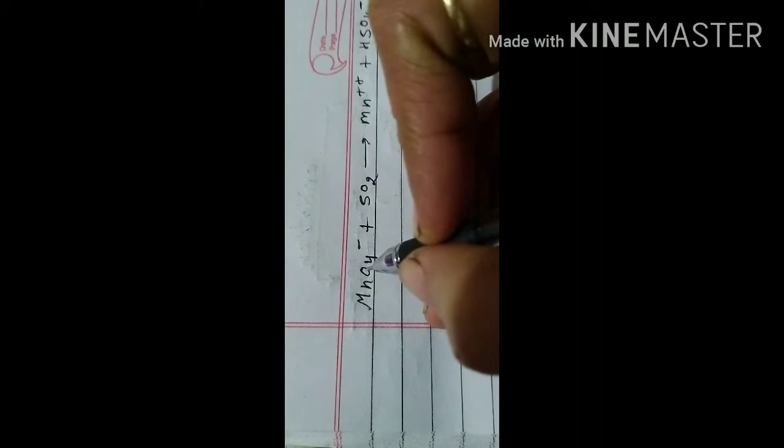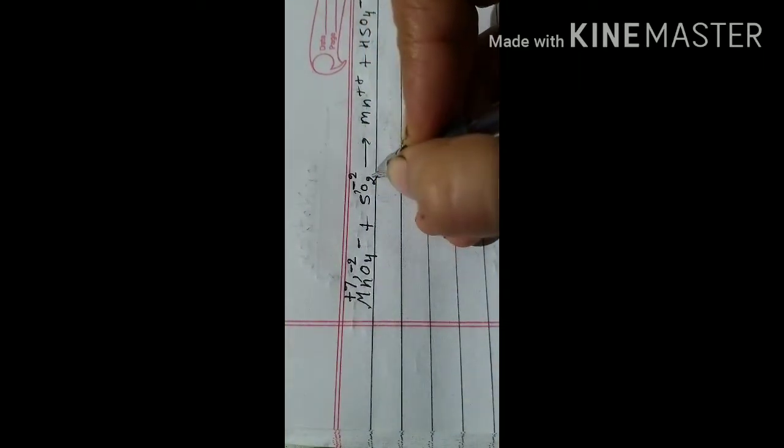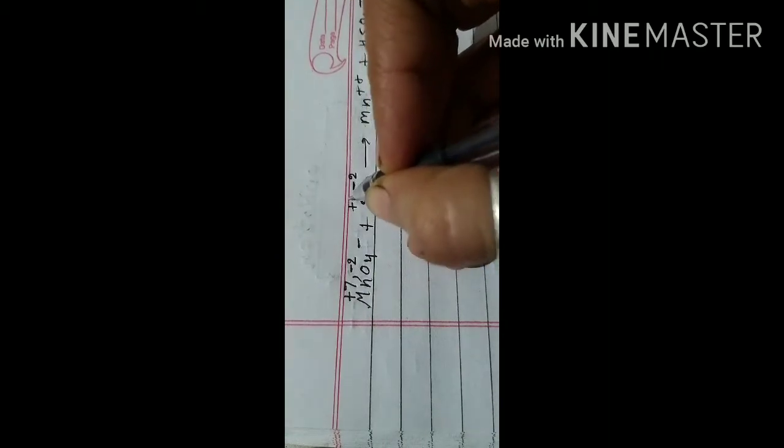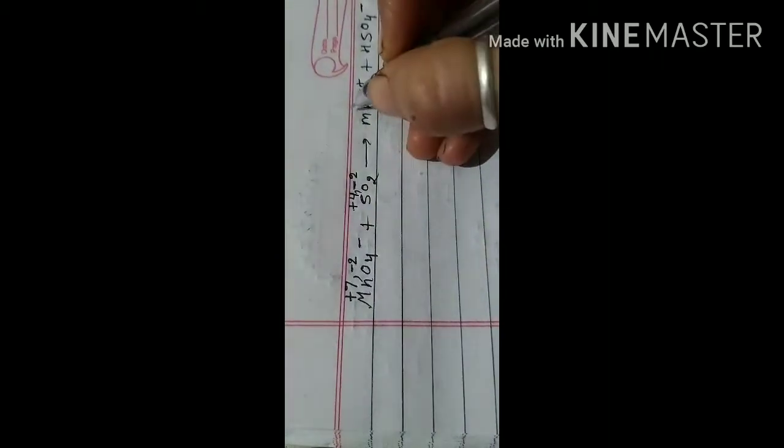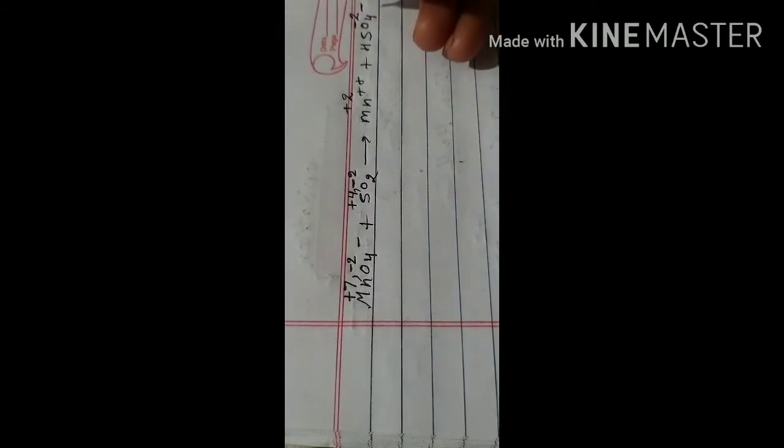Kindly see it properly. First step, you have to find out the oxidation number of each and every element. Oxygen will be -2, 4 2s are 8 minus 1. Manganese will have +7. Here oxygen is -2, 2 2s are 4. Against it, the oxidation number of sulfur will be +4. So the Mn oxidation number is +2. Now it is -2.